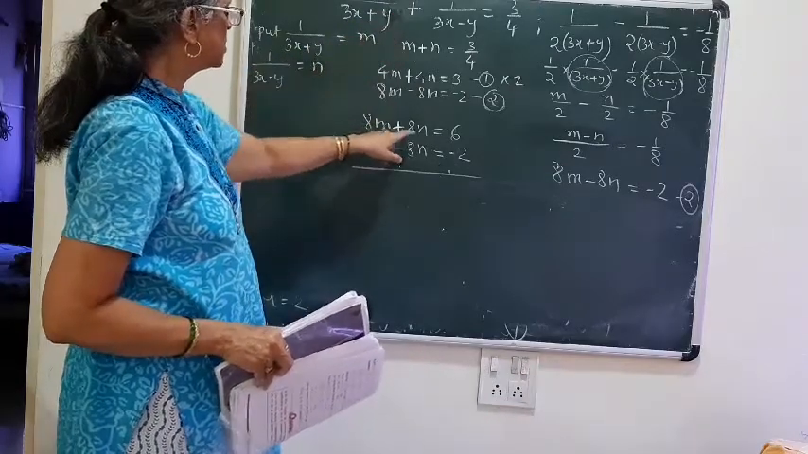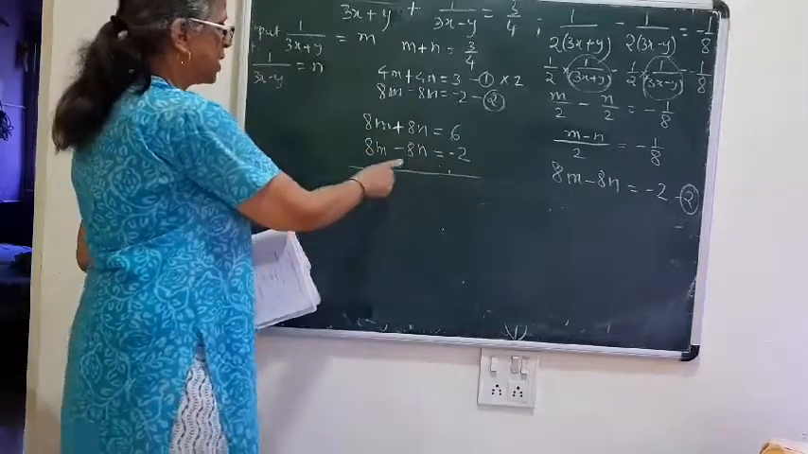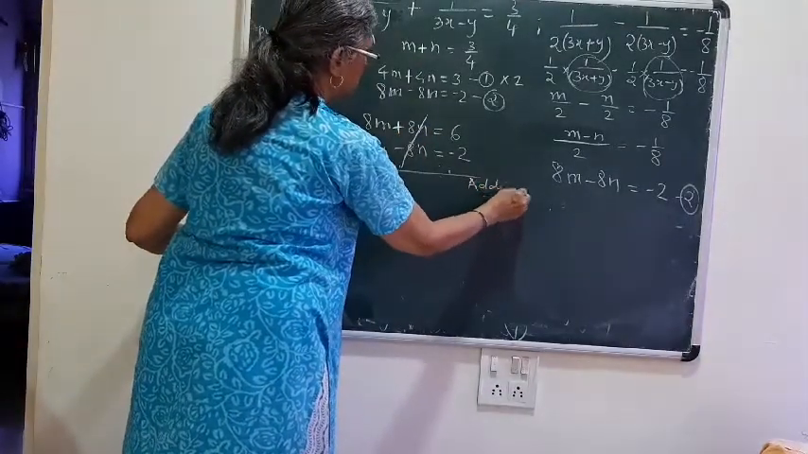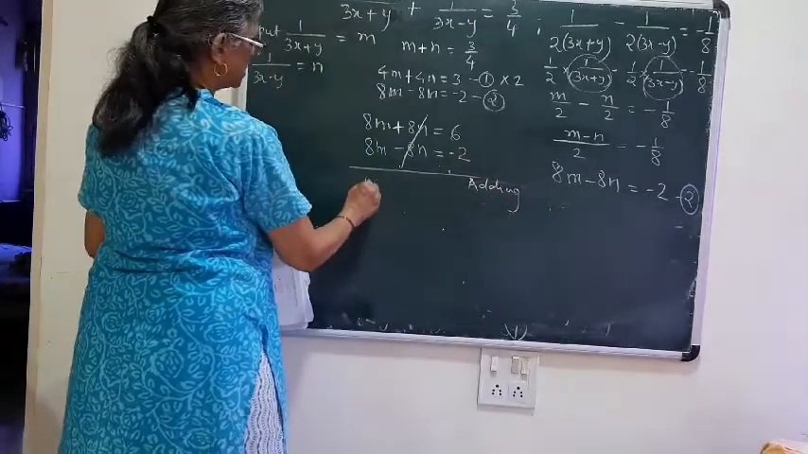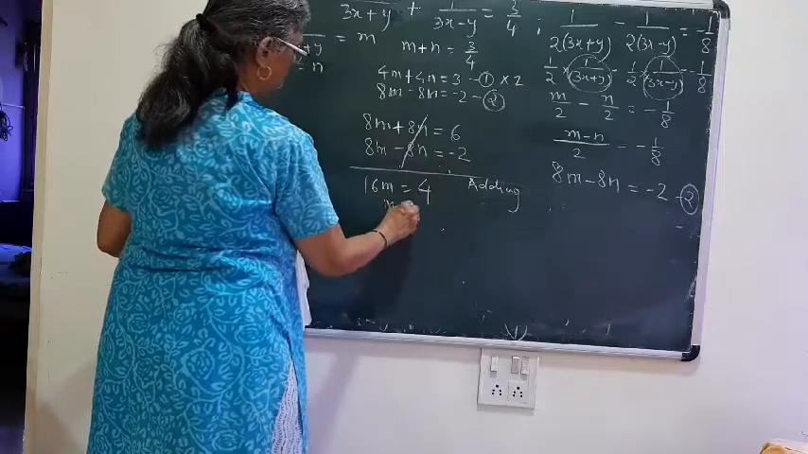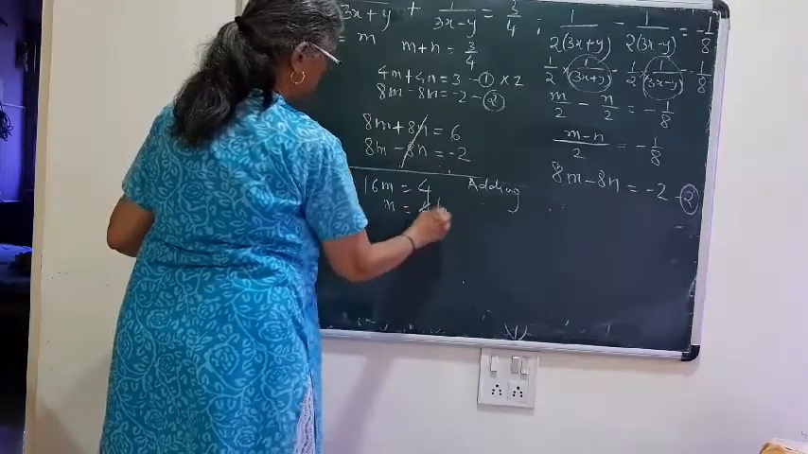So 8m plus 8n is equal to 6, and 8m minus 8n is equal to minus 2. We are not changing the sign. So 16m is equal to 4, since 6 minus 2 is 4. M is equal to 4 upon 16, that is 1 upon 4.